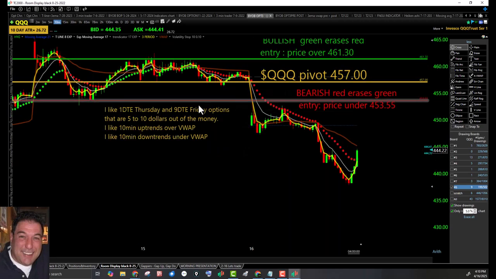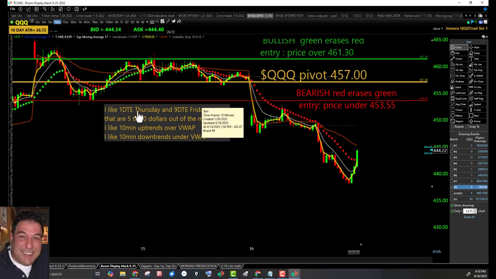Same deal, same options. 1 day till expiration Thursday, 9 days till expiration Friday. Okay, we like these Thursday, Friday because they got more open interest at the end of the week. All right, a lot of open interest. All right, we like open interest because it gives us more liquidity. More liquidity means tighter spreads. Tighter spreads means less slippage when you want to get in or get out.